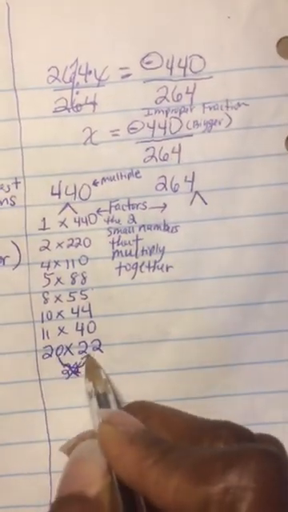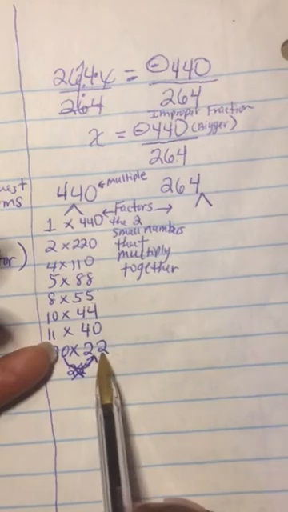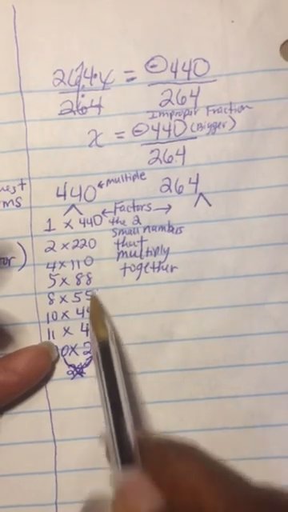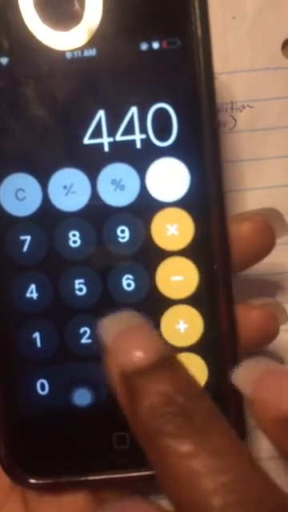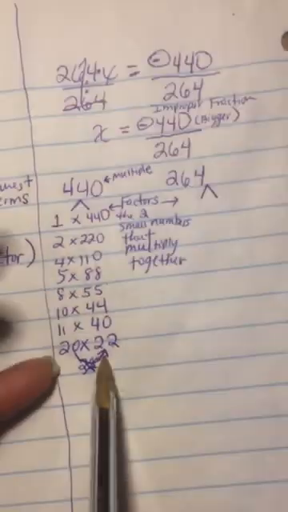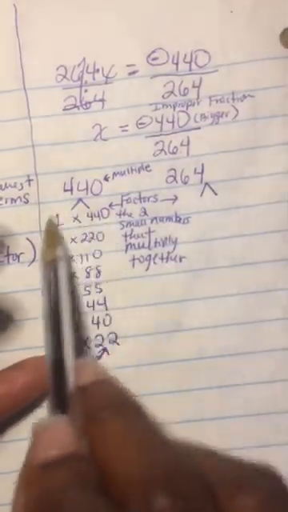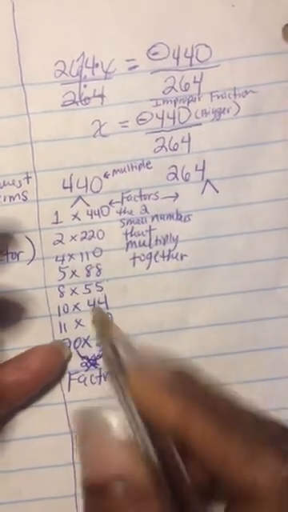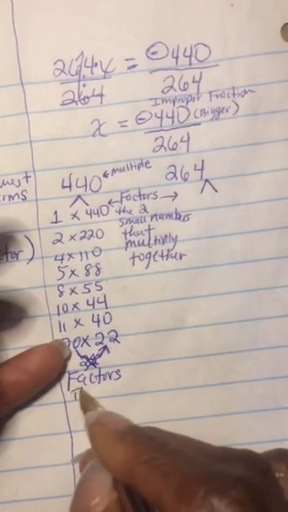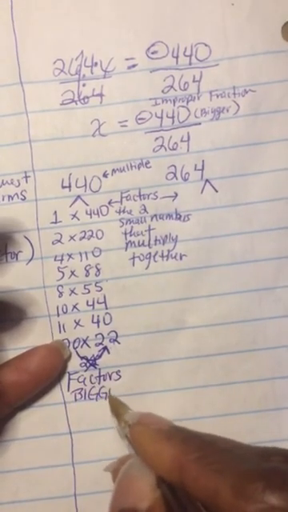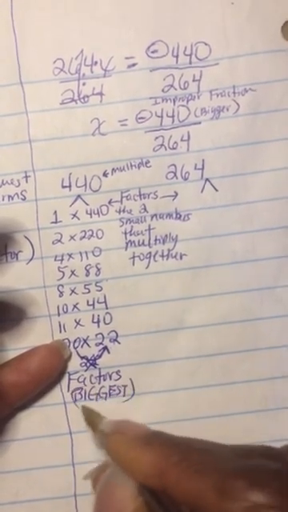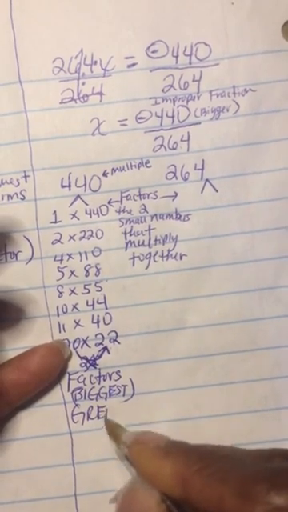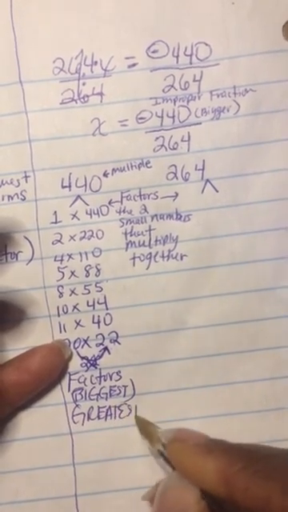So you draw your little U shape because the next number that's a factor of 440 is going to be 22. So let's try it. 440 divided by 22. So that means that everything starts repeating here. Okay, so these are all of the factors of 440. And we're looking for the biggest, which we call the greatest factor, that they both have in common.